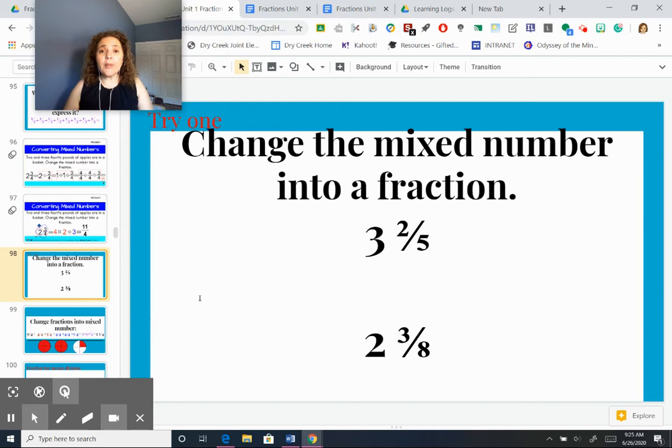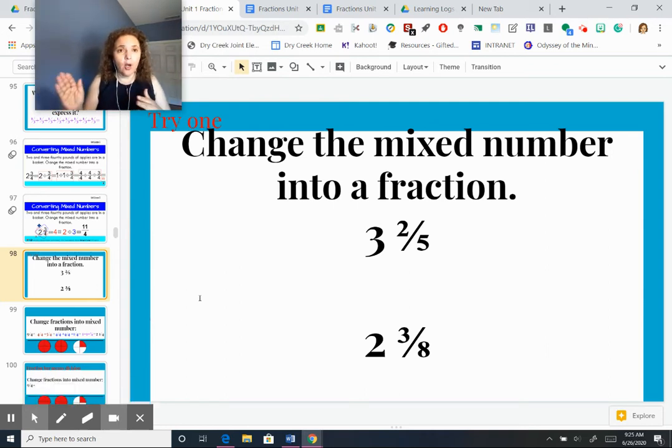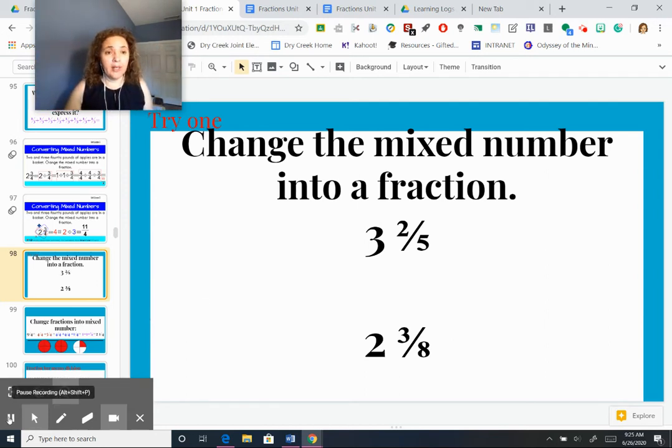All right, change the mixed number into a fraction. So either split it apart or do the MAD way, okay? Either way, your choice. And then come back to me.